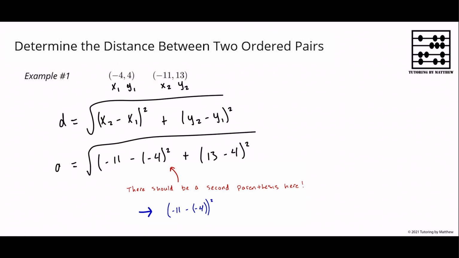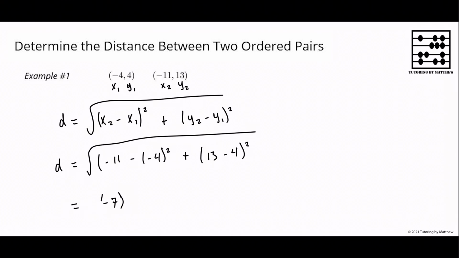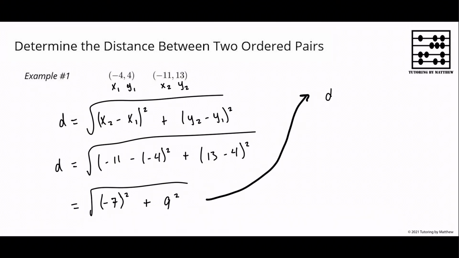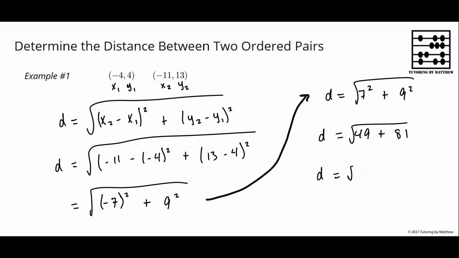From here, it's all a matter of reducing what's inside the square root first. Two negatives make a positive. -11 plus 4 is -7 squared. Again, a point of emphasis here is that whenever you're squaring something that's negative, it's important to write it in parentheses, plus 9 squared, square rooted. Also, it's important to notice if you're squaring a negative, you can simply write it as 7 squared plus 9 squared, square rooted. This is the square root of 49 plus 81, and this becomes the square root of 130.